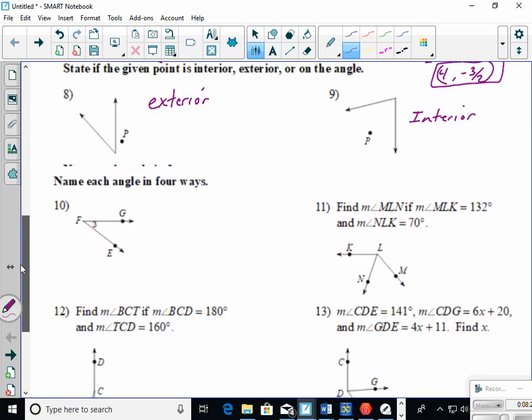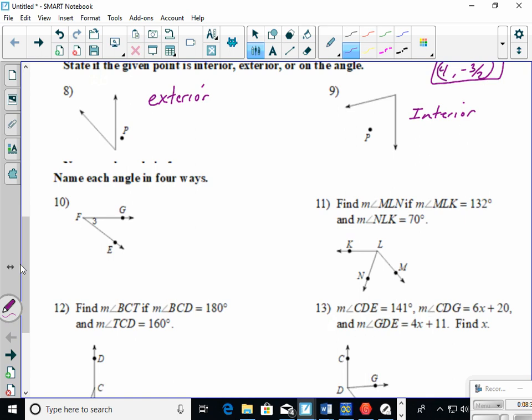Alright, number 10, name the angle in 4 ways. So it's got a 3 there, so we can call it angle 3. That's one way. We could use just the vertex, angle F. Or we can use 3 letters as long as the vertex is in the middle. So we can say angle GFE, or we can flip that around, angle EFG. Just make sure that the vertex point is the middle point when you name them.